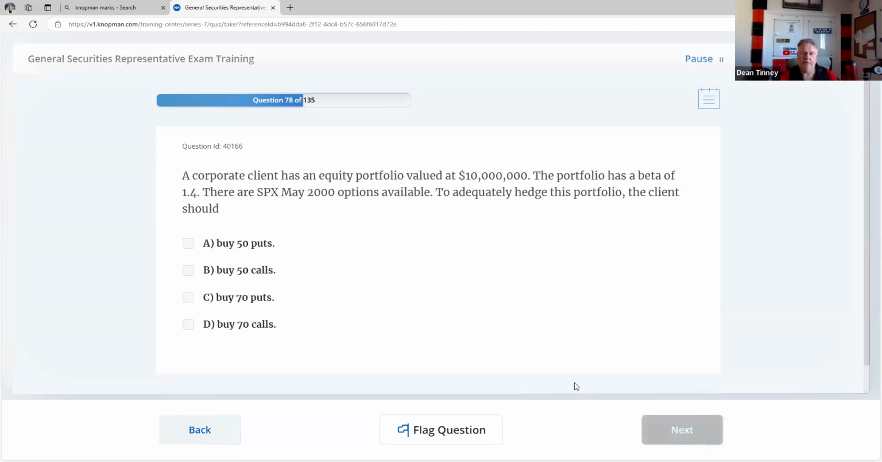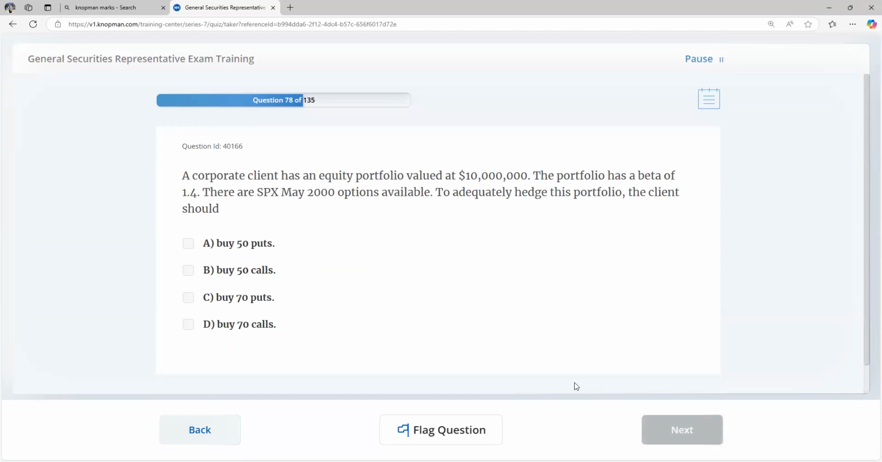Corporate client has an equity portfolio valued at 10 million. It has a beta of 1.4. There are SPX May 2000 options available. To adequately hedge the portfolio, the client should... I have no idea how to solve this.